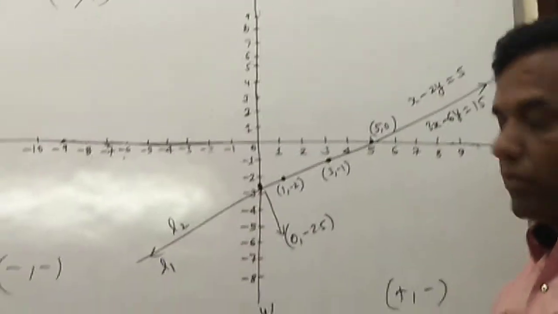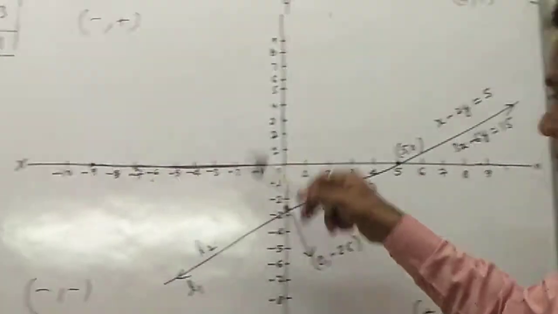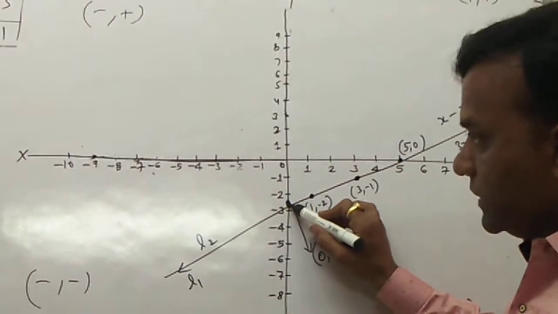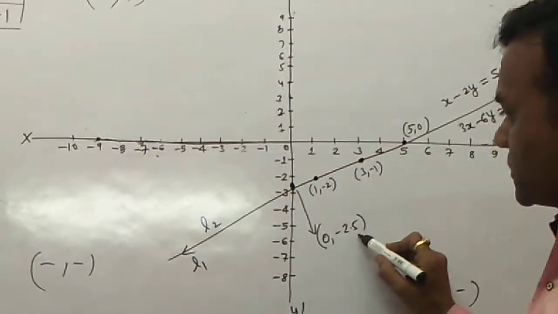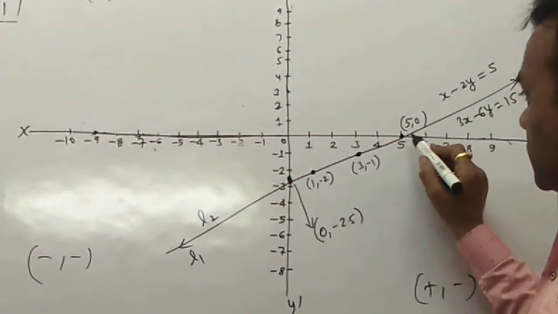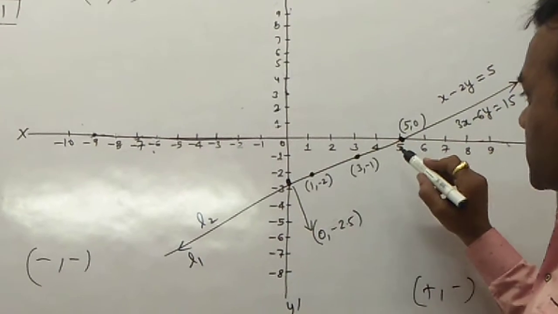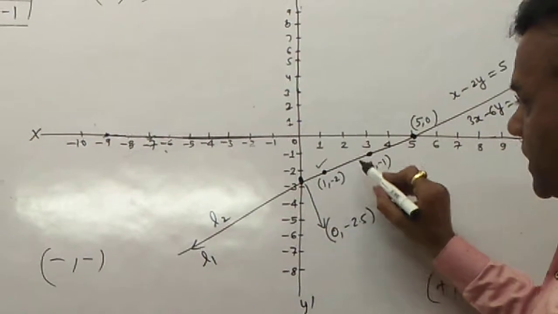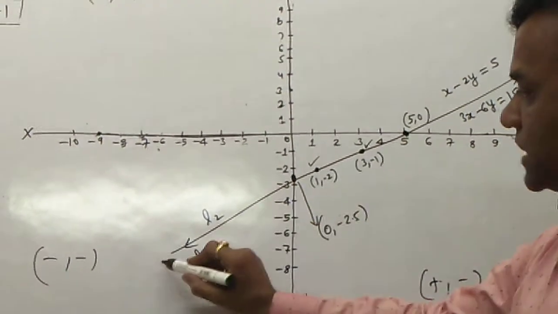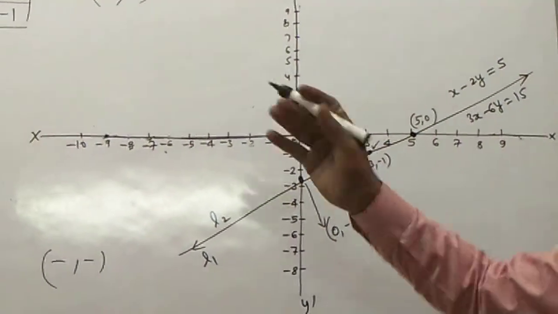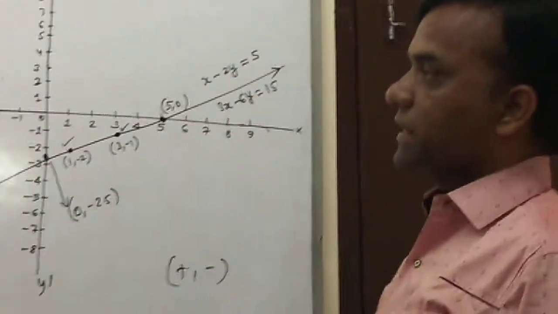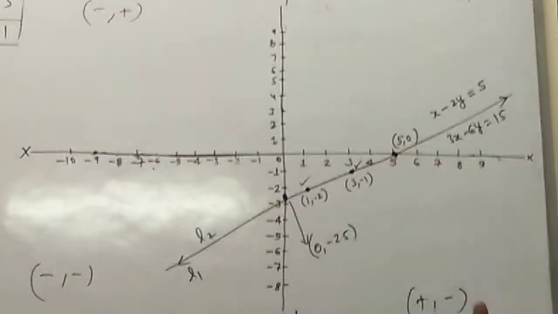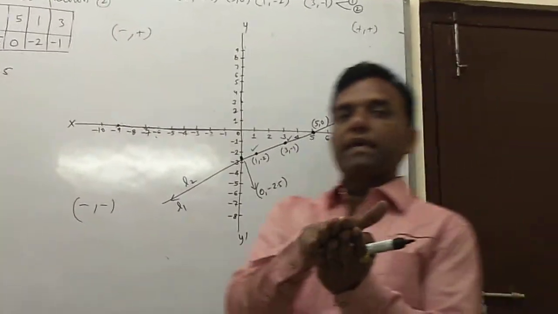Then we draw on the graph paper. First the coordinate is 0, minus 2.5, so here we dot it, and second is 5 comma 0. We dot 5 comma 0 here, and then the next point 1 minus 2 we draw here, and 3 minus 1 here. Join all the points. Because both tables are the same, both lines are coincident, their coordinates are the same, meaning the first line is overlapping the second line.